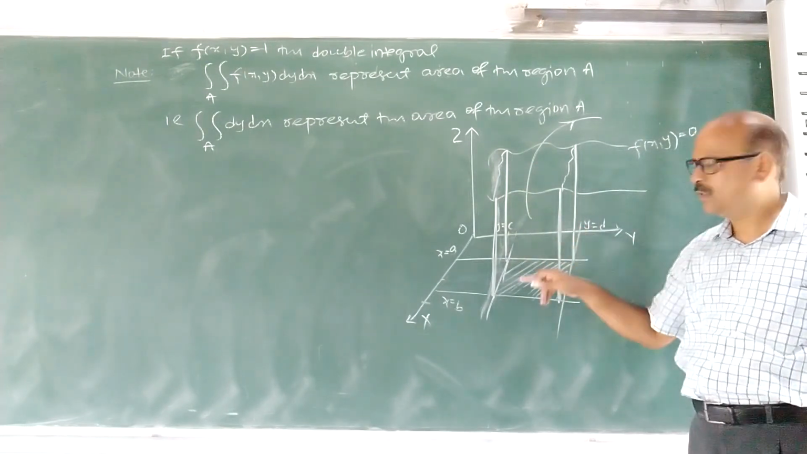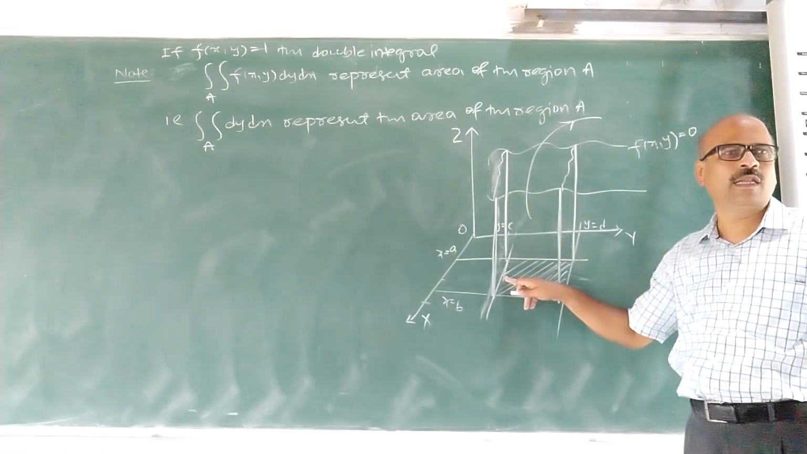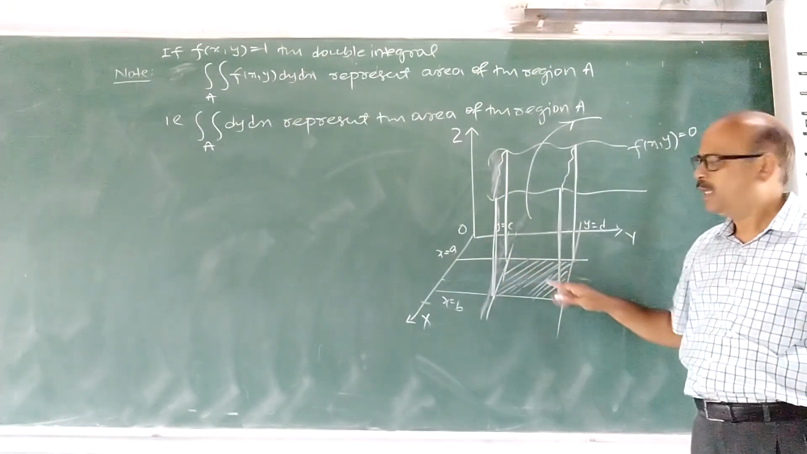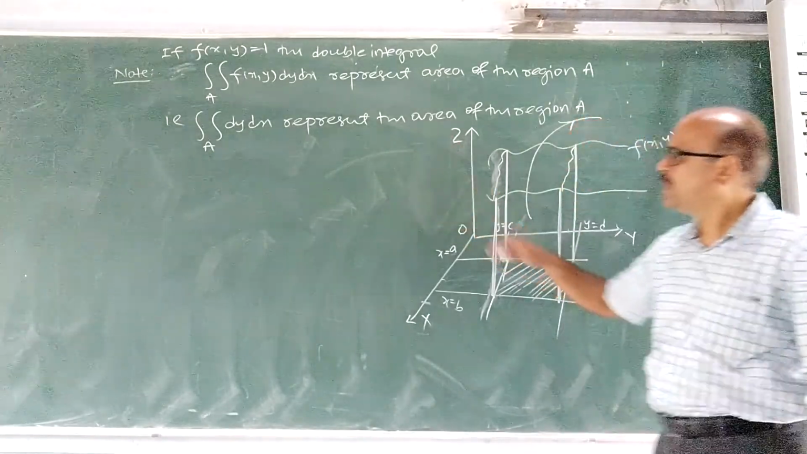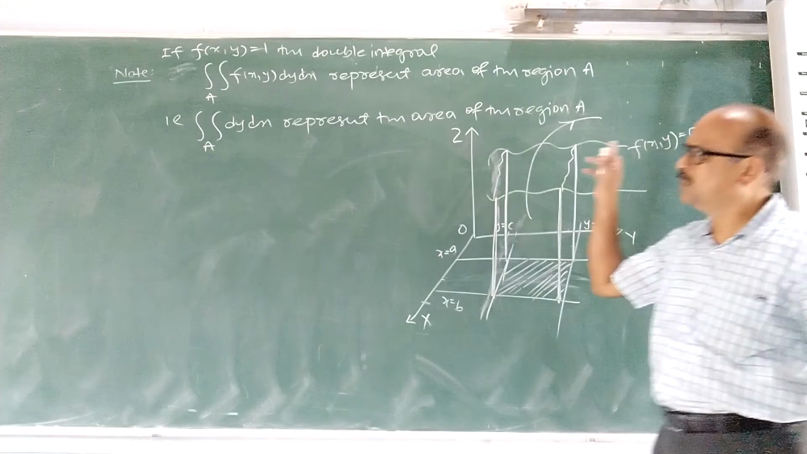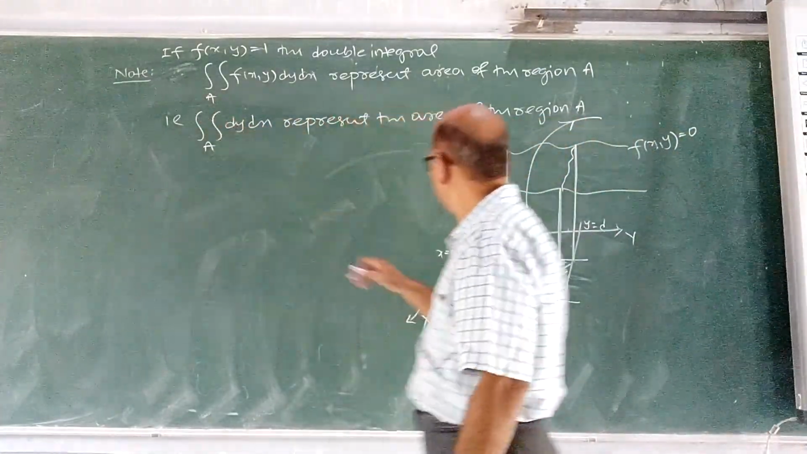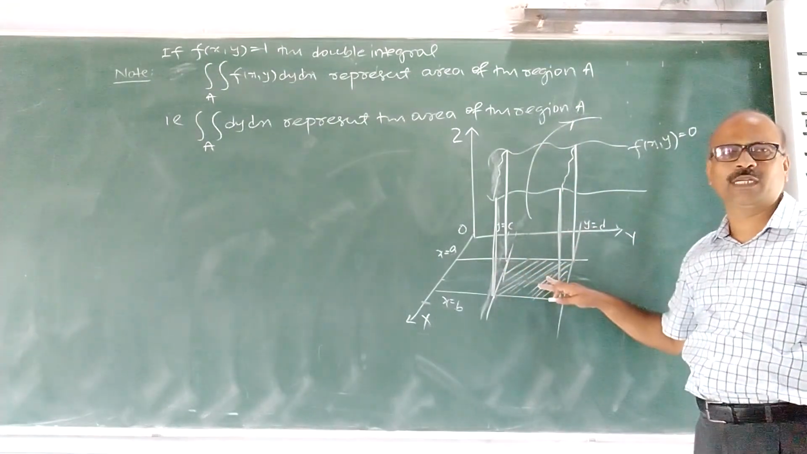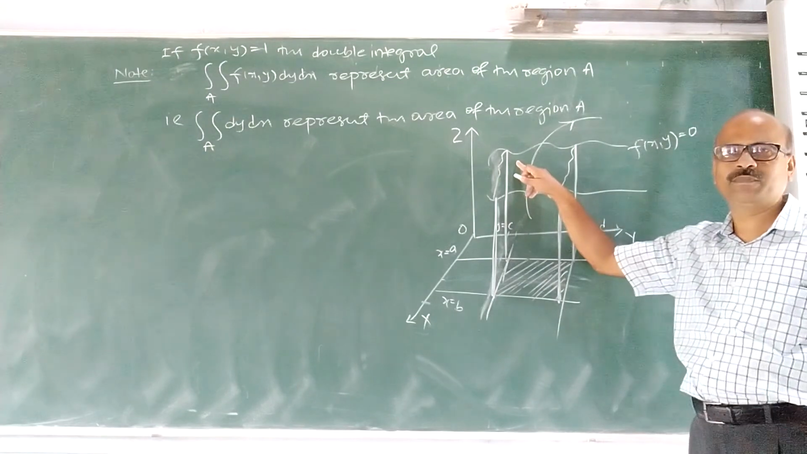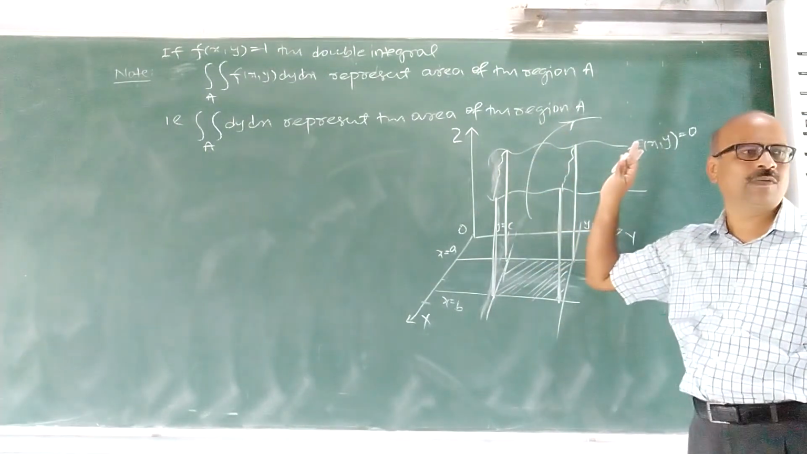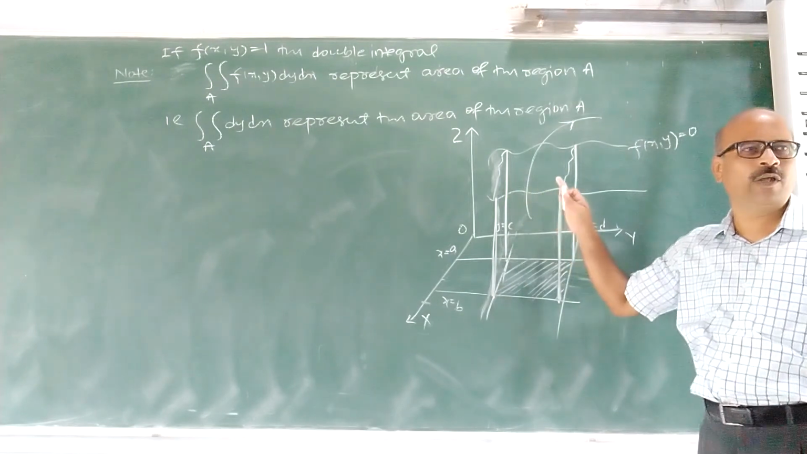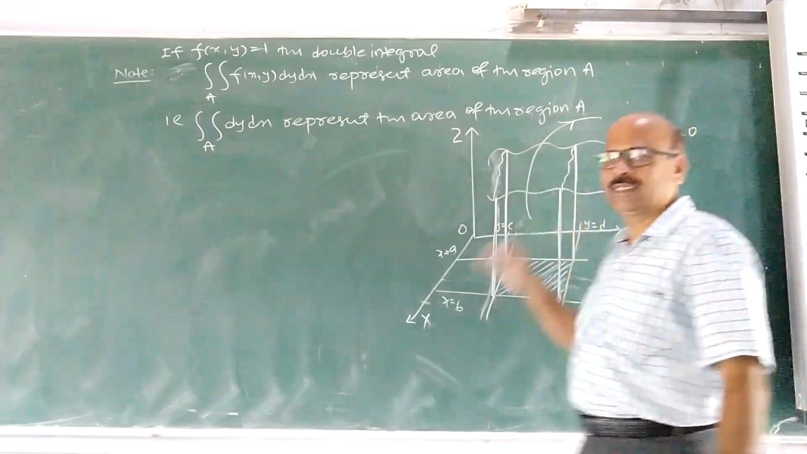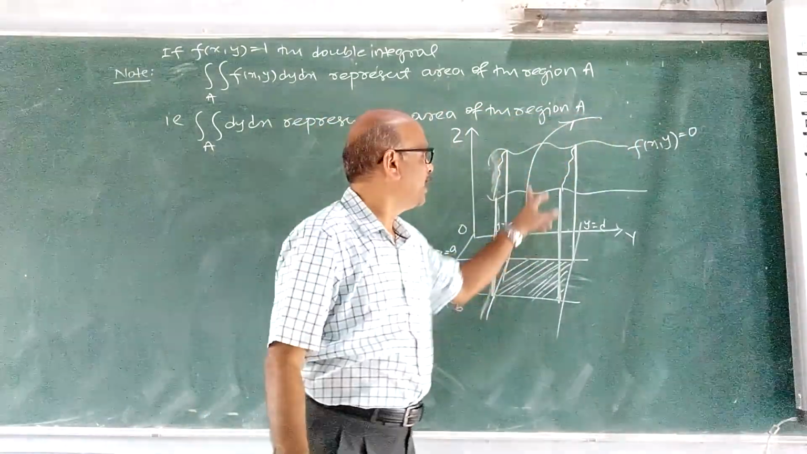What is the region? The region is a rectangle in the xy plane bounded by these four lines. If you integrate f of xy over this region, you will get this volume. What is the volume? The volume above this region, bounded by the region and this surface. It may not be a cuboid, because this is some standard surface. Then you get this volume.